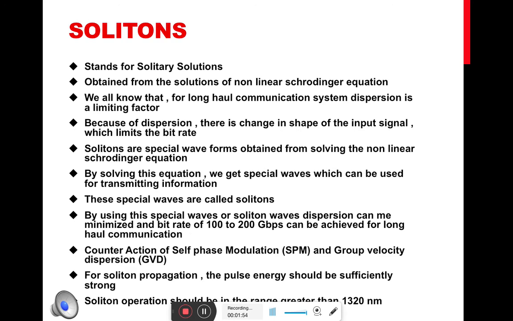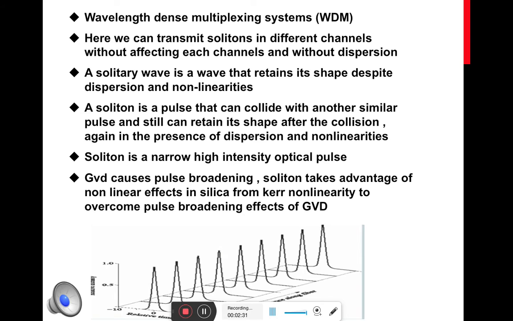Another important factor regarding soliton propagation is that it can be used in optical communication systems where it is handling high power. The pulse energy should be sufficiently strong for soliton propagation. Also, soliton propagation is used in the range of 1320 nanometer. So, soliton propagation is used for high pulse energy systems and in the range of 1320 nanometer. Wavelength division multiplexing systems can also be used with soliton propagation. In such a system, through different channels, different solitons can be propagated and they do not interfere with each other.